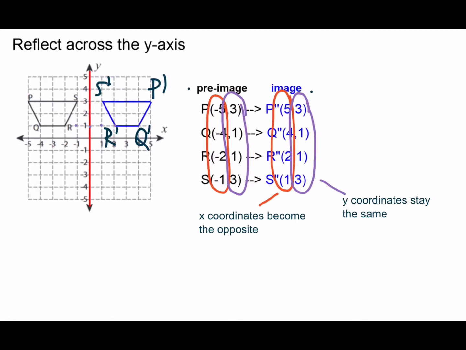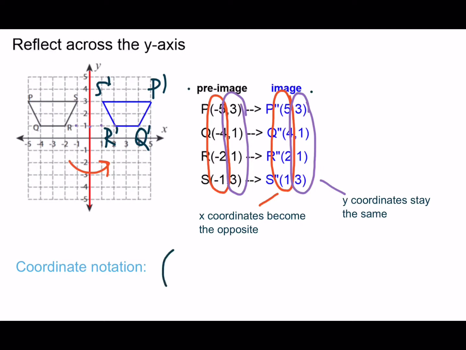And again, if you look at your figure, if you are reflecting it across the y-axis, you are moving something from the left to the right or something from the right to the left. And so there's a horizontal change there and no vertical change. That's why your y stayed the same. Your x's are changing this time. So now let's see if we can describe this using coordinate notation.